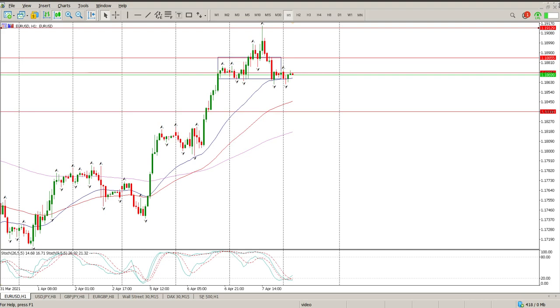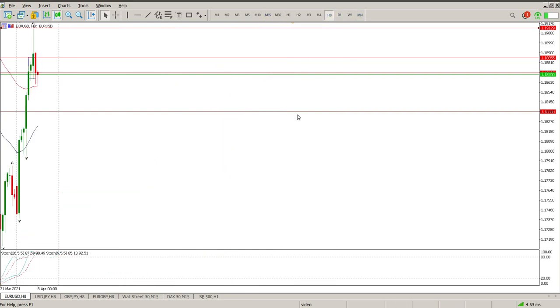So, starting off with Euro USD, I drew this range in yesterday. We had a range target up the top here, and lo and behold, we broke, came back, tested, and then broke to the upside. So that's on the 1 hour.